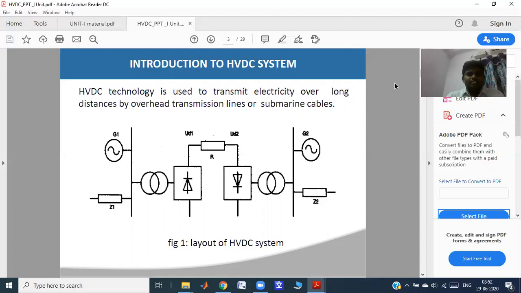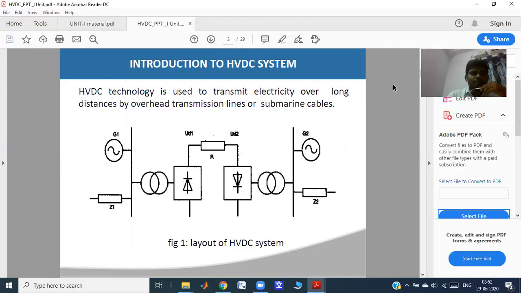This is the sending end station and receiving end station. Both are connected in between by converter stations. That means our power system network is divided into 3 groups. First one is generating station, next one is transmission system, third one is distribution system. On the generating side, generating stations are installed. Here G1 represents generating station 1. All generating stations are connected to a common bus.